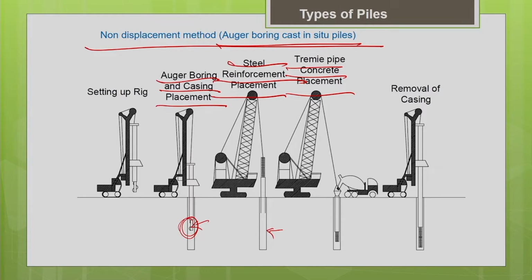Let me summarize. First thing is, you are going to use the auger for boring the hole into the ground, and you remove the soil also. While boring itself, you place the steel casing which will act like a formwork. Then with the help of the crane, place the reinforcement, followed by the placement of the concrete using the tremie pipe method. Then once the concrete is placed, you can remove the casing, so that you can reuse the casing for the next piling.